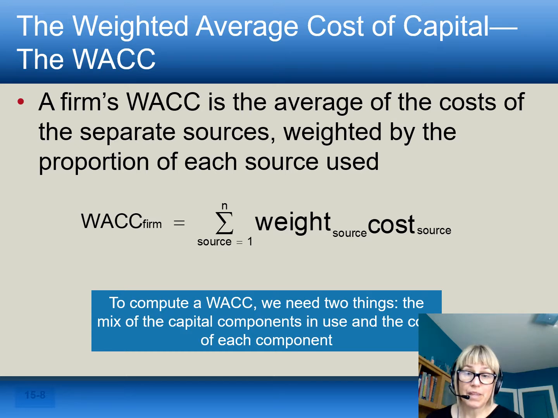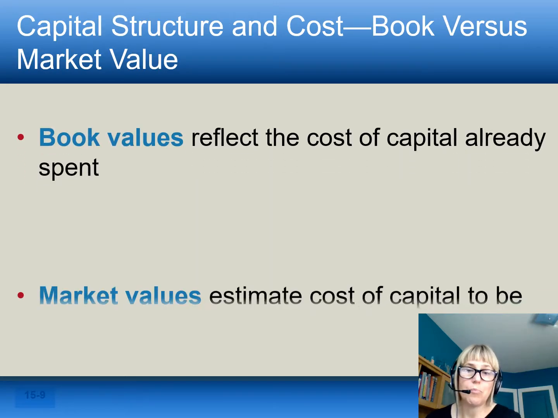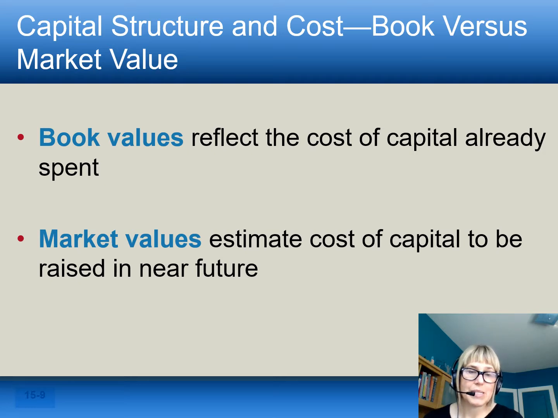So we just sum the capital elements, the weight times the cost of each element, to get the weighted average cost of capital. Now, book values reflect the cost of capital already spent, and the market values estimate the cost of capital to be raised in the near future. So, for example, if we're figuring out the target capital structure, we have a couple of choices. We can look at the book value and ask how much has been invested in common shares directly into the company? What is the retained earnings? There's our common equity percentage. How much debt has the company taken on, bonds, loans, etc.? And what about preferred shares? What amount of money came into the company as a result of selling preferred shares?